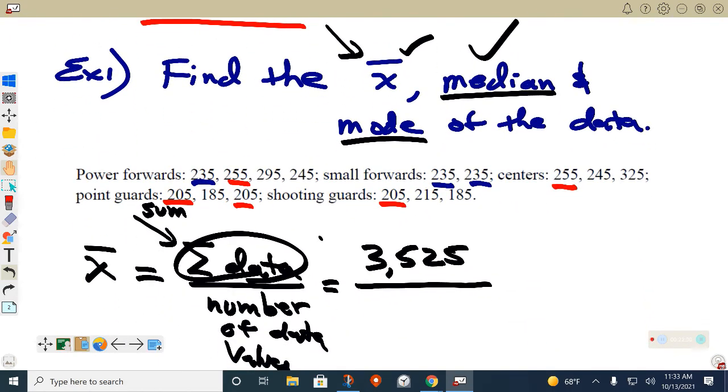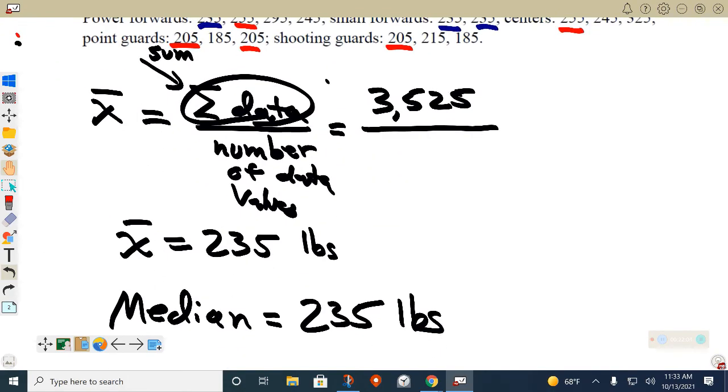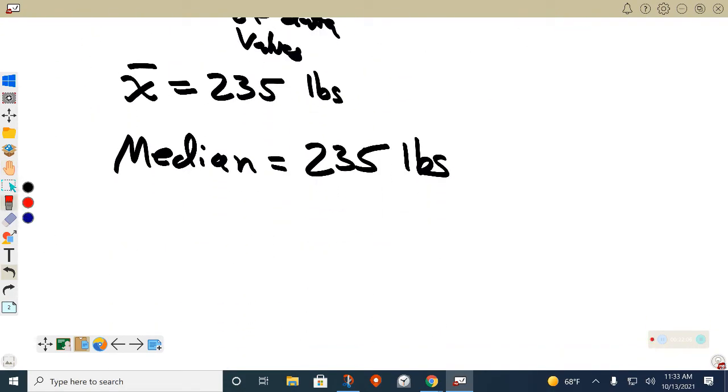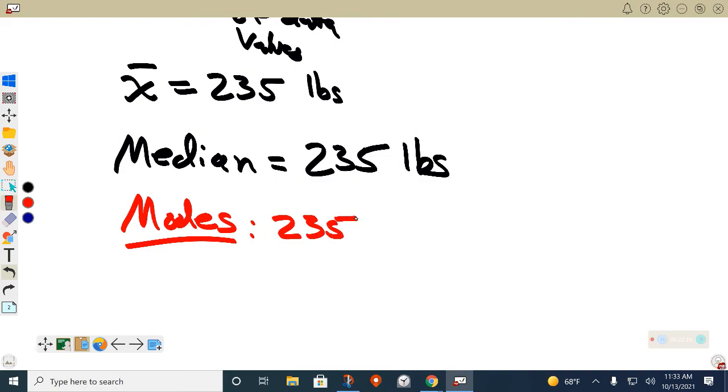235 and 205. Good, good looking you guys, love it. So modes, I'm gonna put modes: 235 and 205. There's 2 modes. We call that bimodal data. Bimodal data.